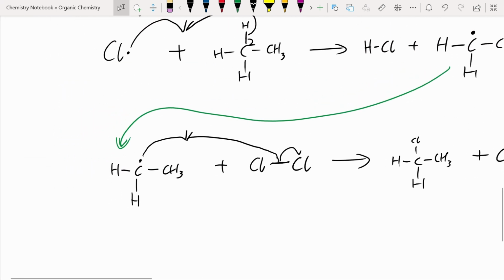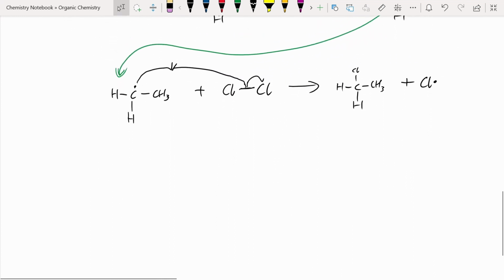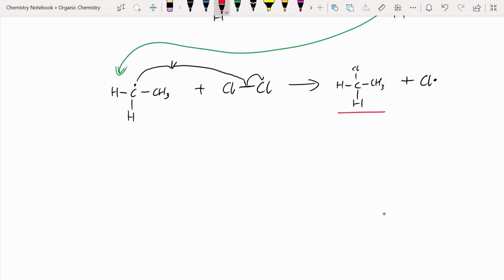Just now. So this is just two equations. To draw out the second set of equations, we will be using this one, so that you are able to form your final product. So, plus your chlorine radical, and just know this is the one we're going to deal with.